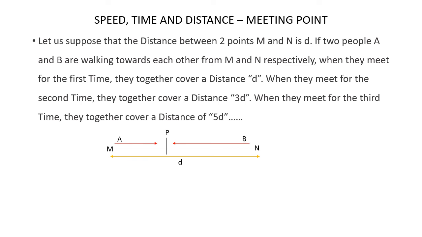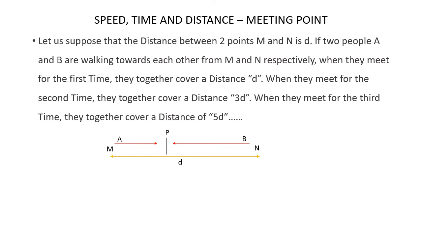Now let's understand another important concept of meeting points. Let's suppose that the distance between 2 points M and N is D. If two people A and B are walking towards each other from M and N respectively, when they meet for the first time, they together cover a distance of D. When they meet for the second time, they together cover a distance of 3D. When they meet for the third time, they together cover a distance of 5D and so on. Now let's understand this concept with the help of a diagram.